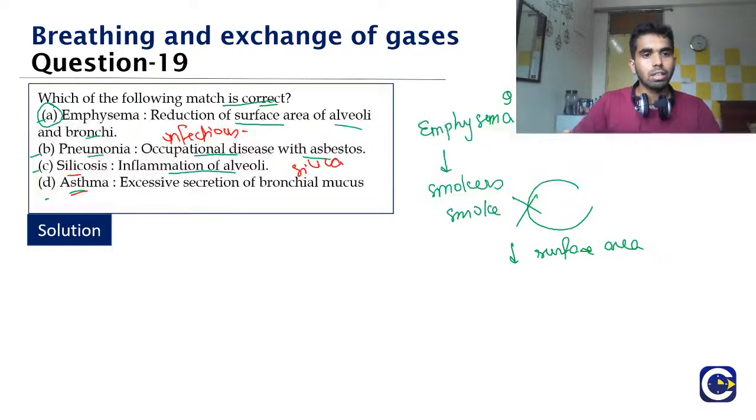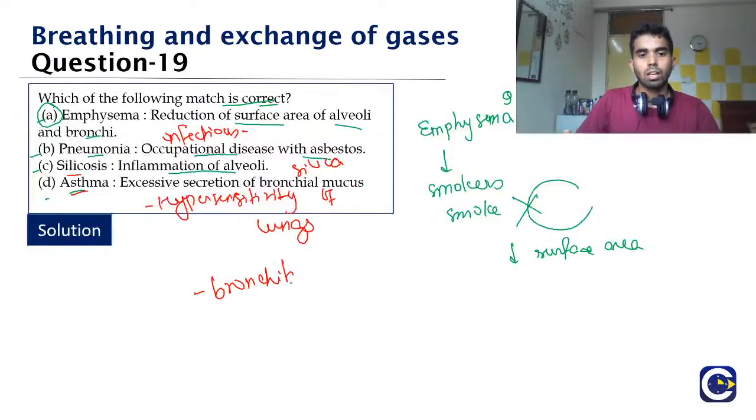And in asthma, there is not excessive secretion. In asthma there is hypersensitivity of the lungs. The excessive secretion is seen in another condition, and that is known as bronchitis. It can also be asked. It has not been asked till now, but it can be.